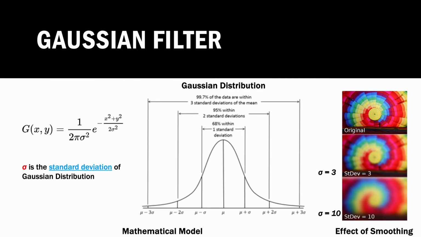A Gaussian filter is based on the Gaussian, or normal, distribution, often represented by the familiar bell curve. The equation shown here defines a two-dimensional Gaussian function, where sigma controls how much the image is smoothed. A small sigma causes only light blurring, while a larger sigma spreads the smoothing over a wider area. As we can see, increasing sigma from 3 to 10 produces a stronger blur that reduces detail but preserves overall structure.